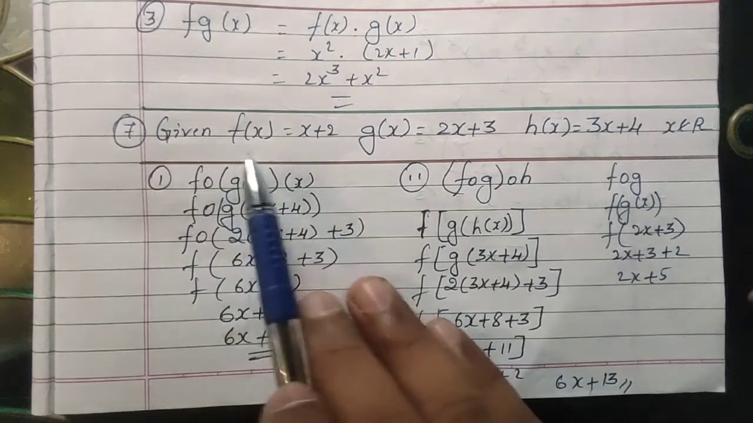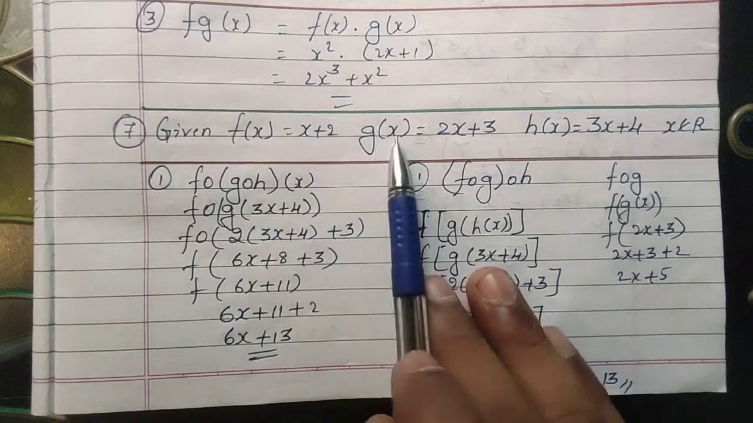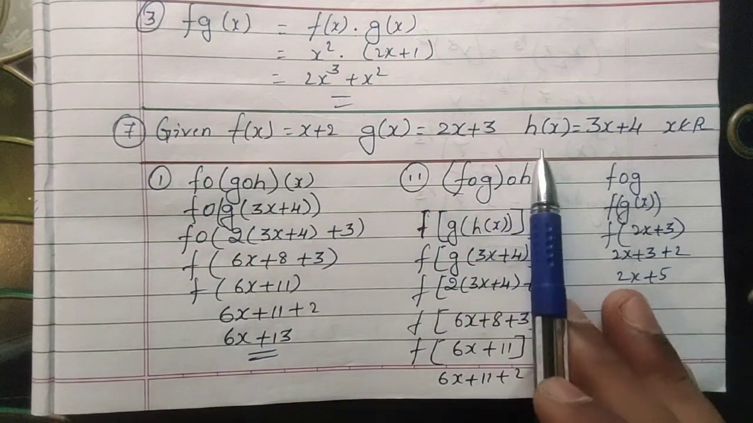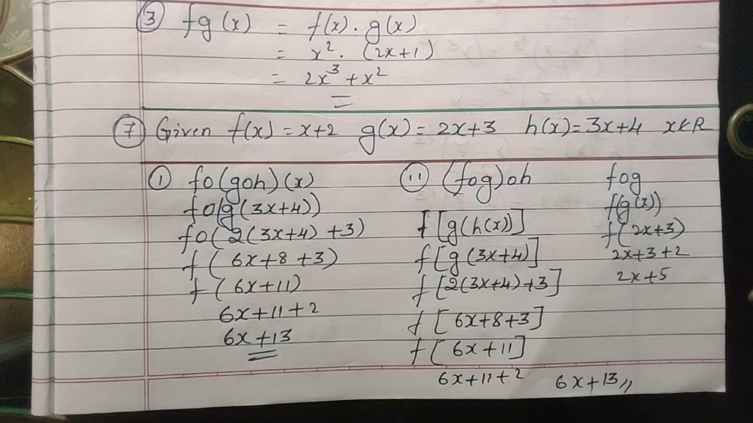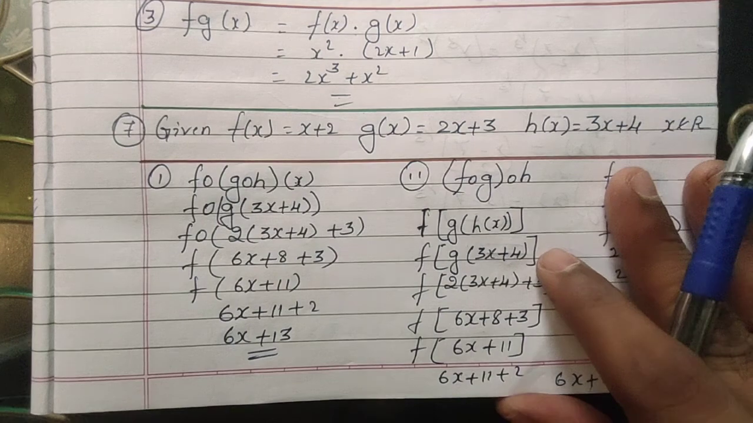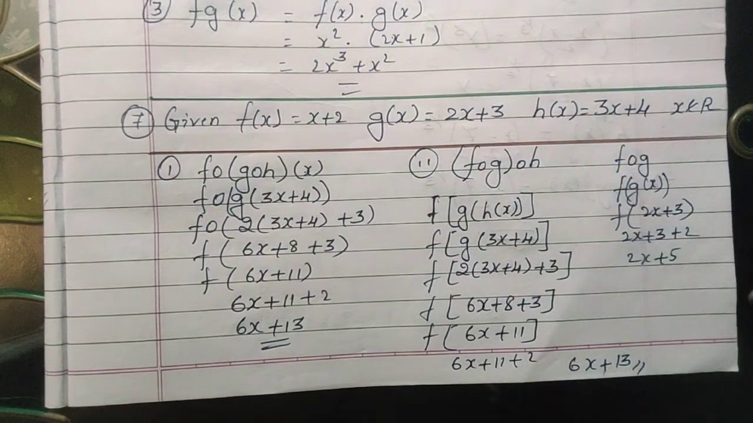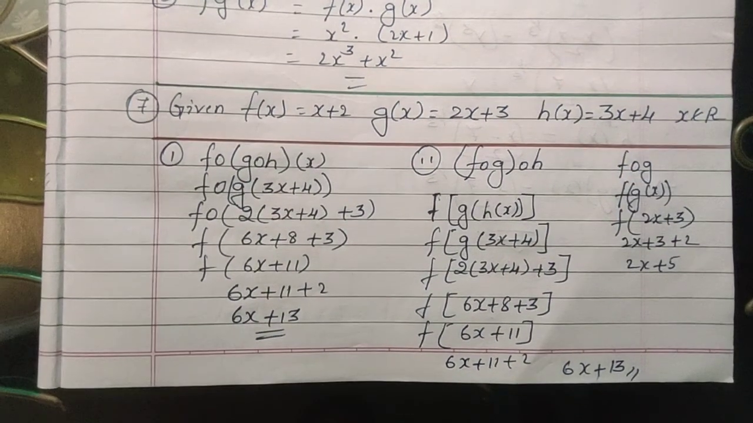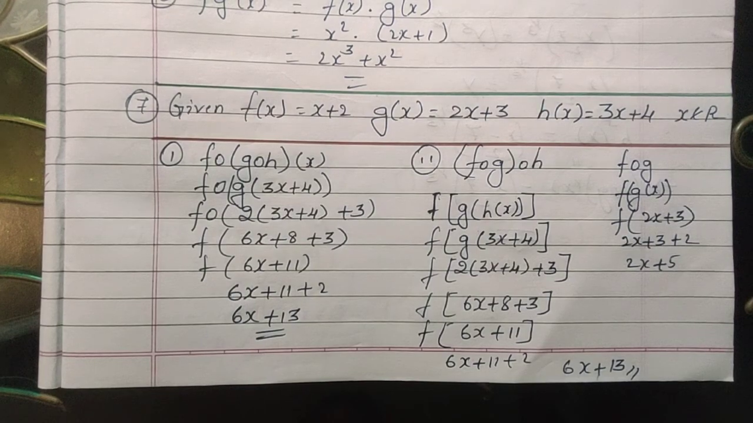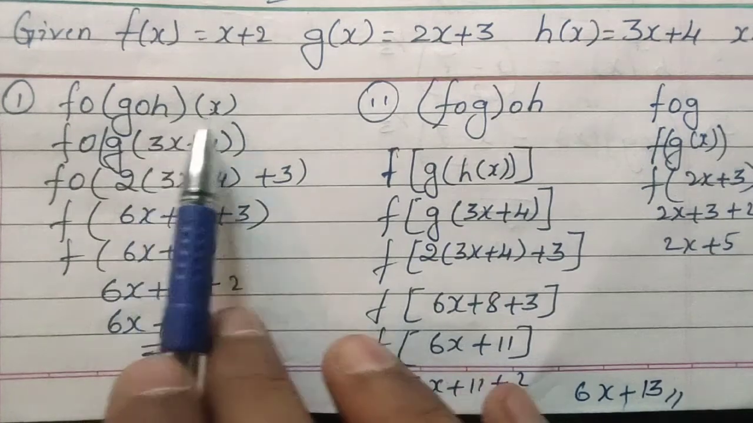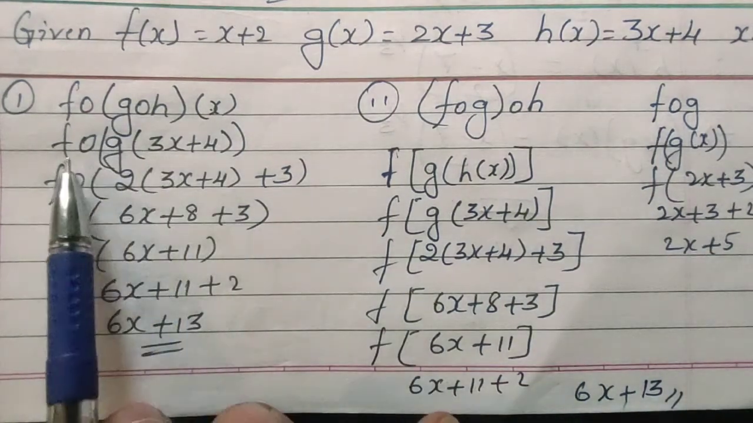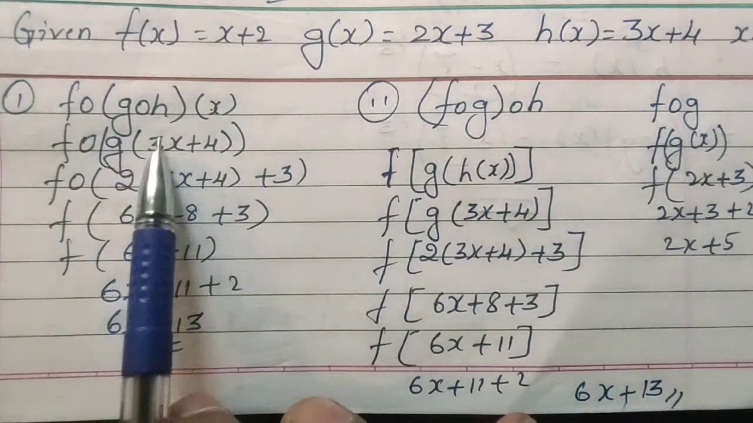Here, question number 7. f of x equals x plus 2, g of x equals 2x plus 3, h of x equals 3x plus 4. We should find the following. The first one. Let me zoom this. f of g of h of x. This we can write as f of g of h of x.